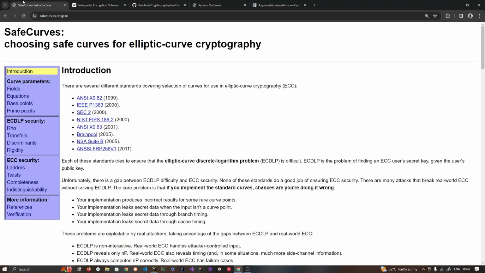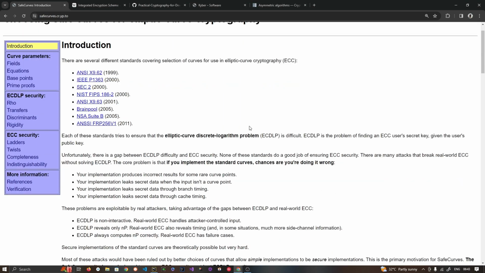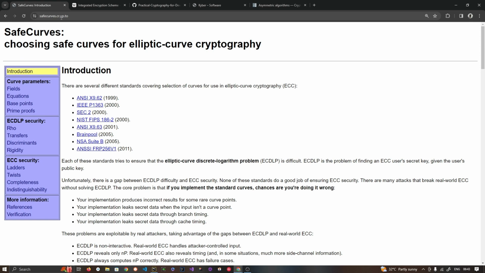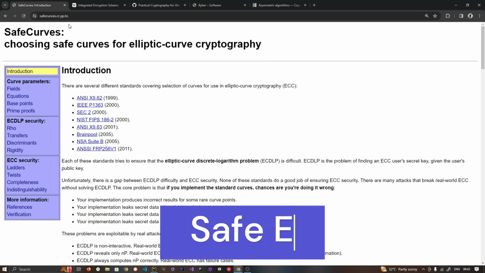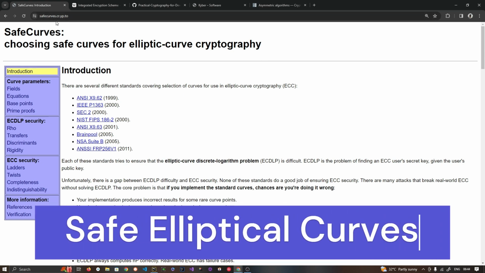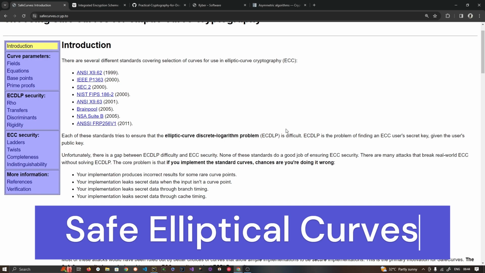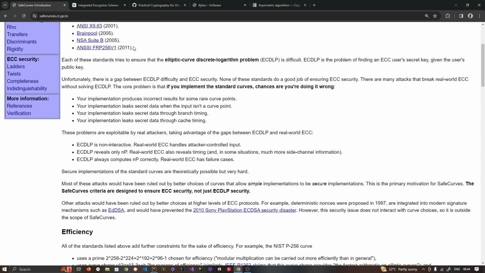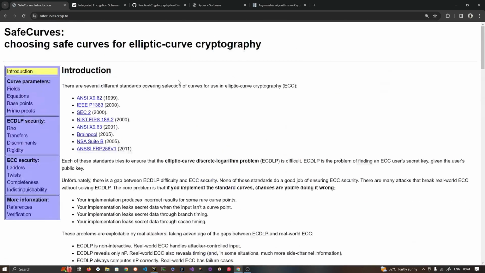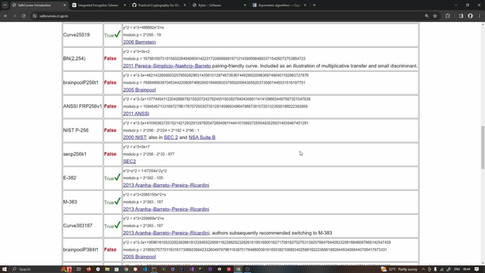One more thing we have to talk about is safecurves.cr.yp.to. You can just Google safe curves and you will be redirected to this site. I will mention this site in our description section also. What does this site tell you? This site is hosted by Daniel J. Bernstein. What exactly are the safe curves?